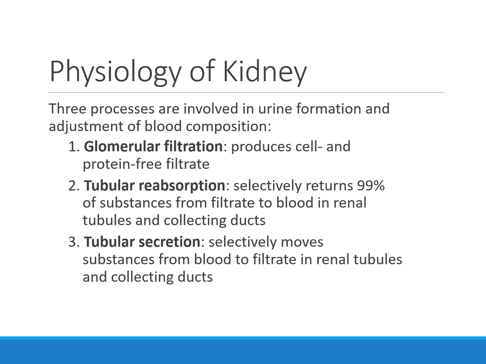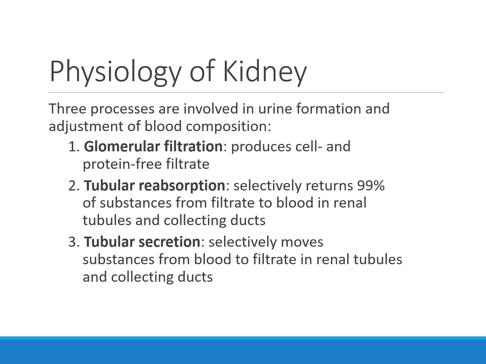So there shouldn't be any cells in there, and there shouldn't be any protein in that filtrate that's being pushed out at the glomerulus into the Bowman's capsule. Then the filtrate passes through the nephron, you have what's called tubular reabsorption, which is selectively returning 99% of the substances that were pushed out in the filtrate to the blood in the renal tubules and collecting ducts.